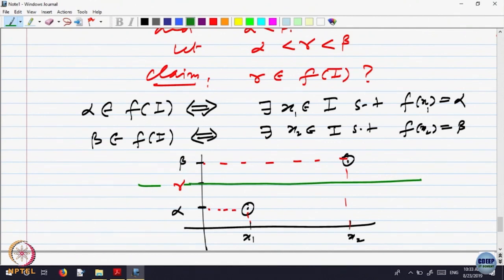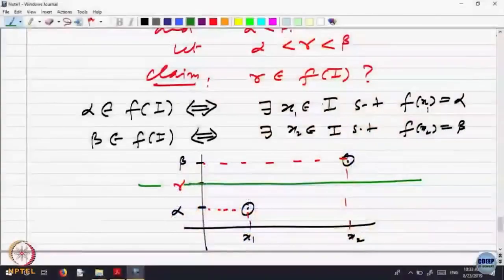So what do I want to show? The aim is to show that gamma belongs to f of I. That means what? There is a point in the domain where the value gamma is taken. So we want to show that there is a point where the value is gamma.